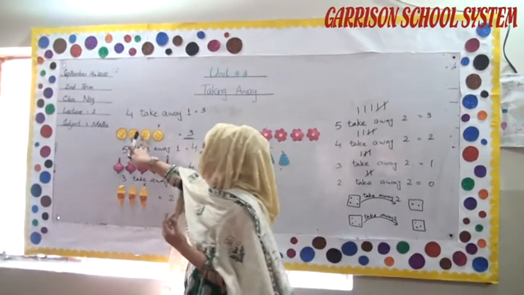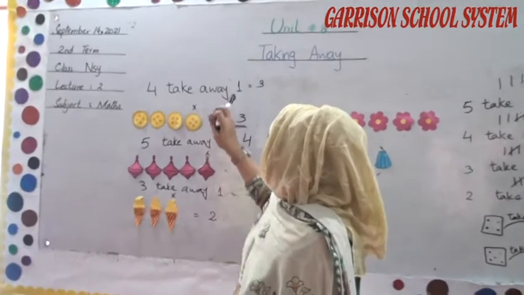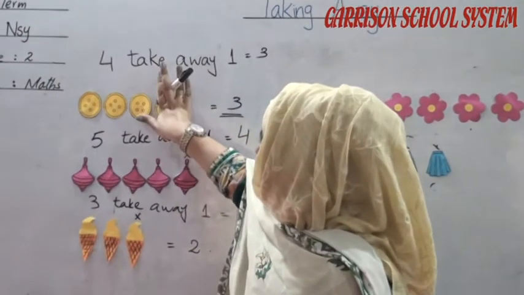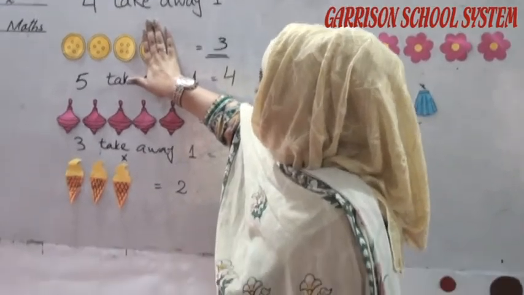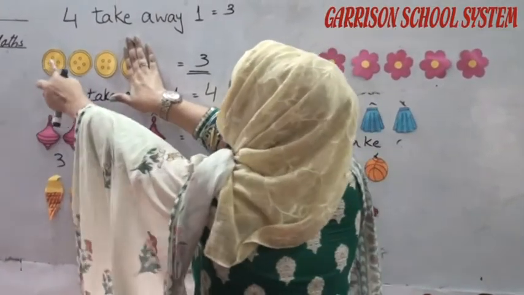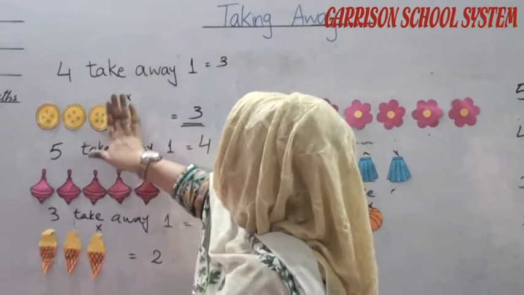For example, we have 4 buttons over here. We have taken away 1. So अगर हम इसके ऊपर क्रॉस कर लेते हैं, we hide it with our hand like this. So how much we will be left with? We will be left with 3. Like count 1, 2, 3. So same क्या होगा? हमारे पास 3 आ जाएगा.